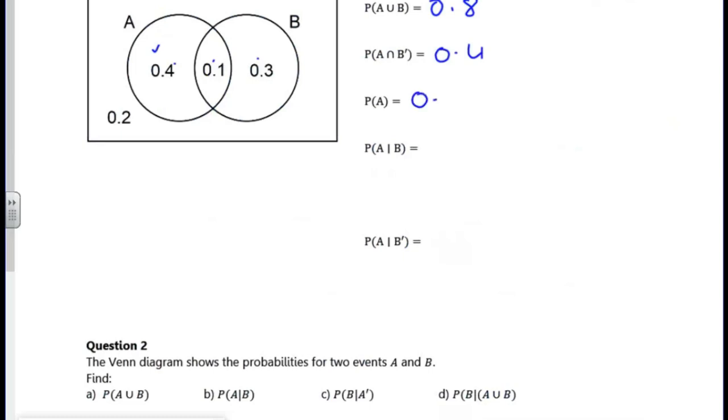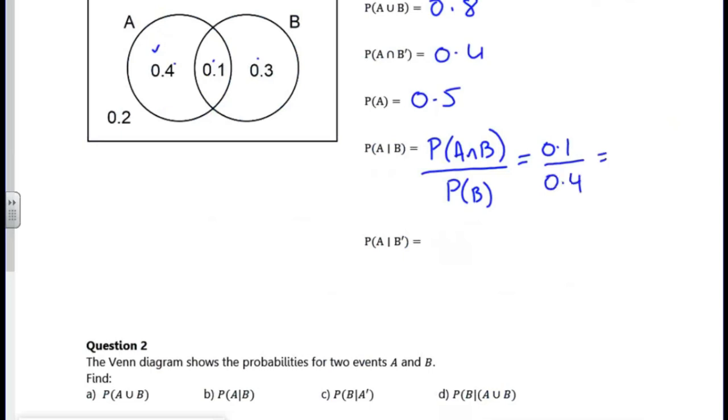A is 0.5. A given that B. So I'll use the formula for this one. So it's going to be A and B out of B. So A and B is 0.1. Taken out of B, which is 0.4. So that's going to be a quarter, 0.25.